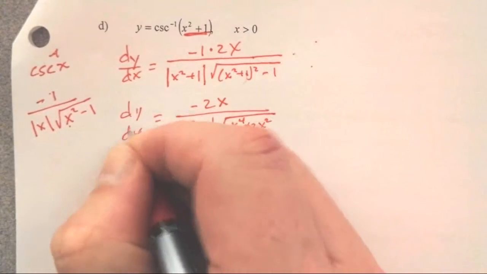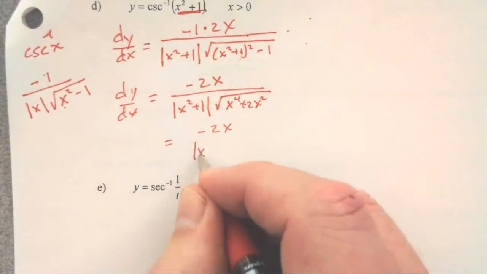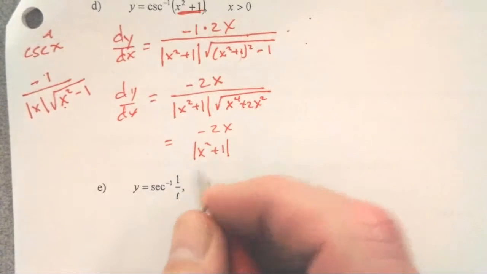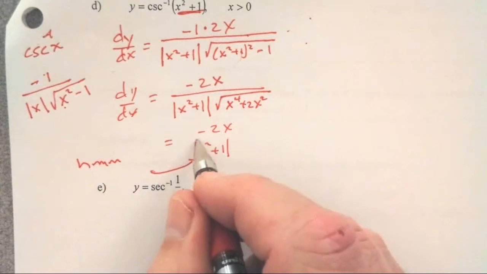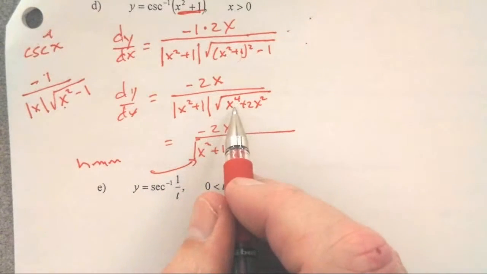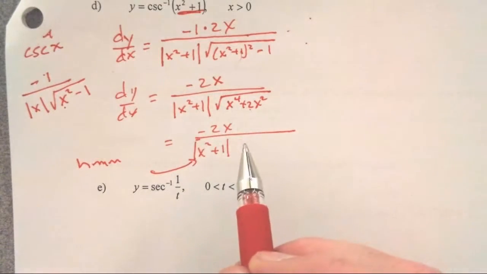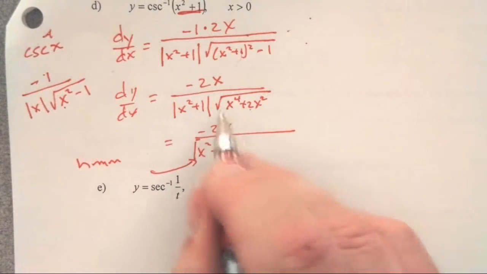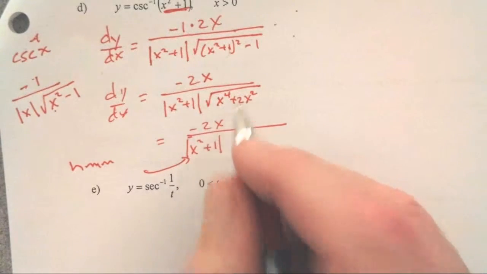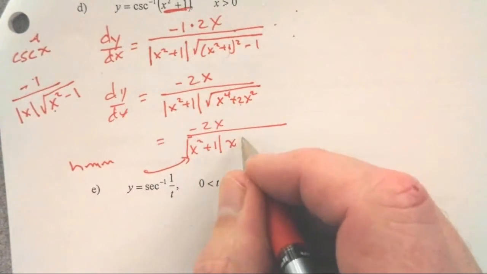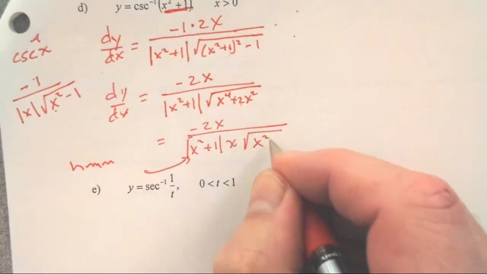dy dx equals negative 2x on absolute value x squared plus 1. Think about that one for a second. Can't really simplify here. So I thought that I was going to be able to get something here. Well, you know what, I could factor out an x squared here, couldn't I? Factor out an x squared and I get x, square root of x squared times x squared plus 2.